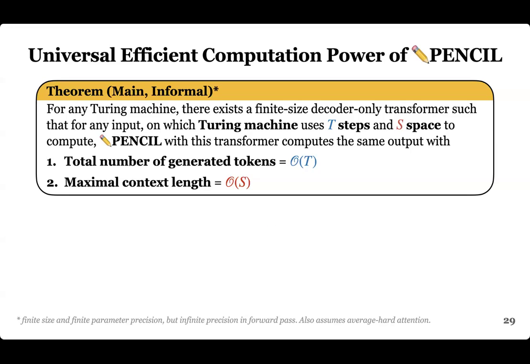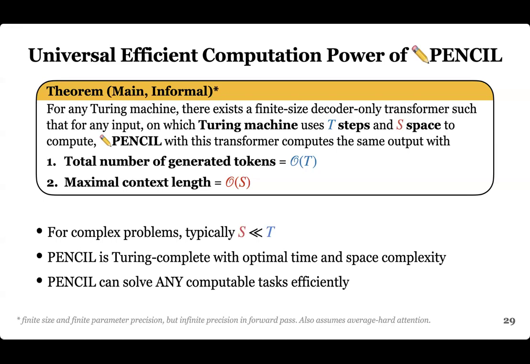It means that for most problems, the space complexity to solve the problem is usually significantly smaller than the time complexity. For example, for those NP-hard problems, the space complexity is only polynomial in the size of the problem, but the time complexity could be exponential. So the implication is that Pencil can solve any computable task efficiently with optimal time and space complexity. This was previously impossible without the reduction rule, without erasing the source.